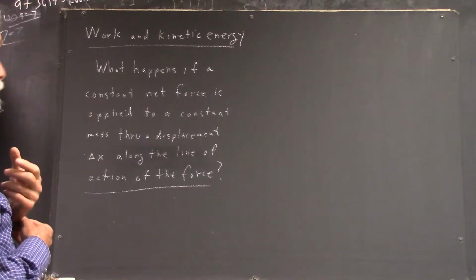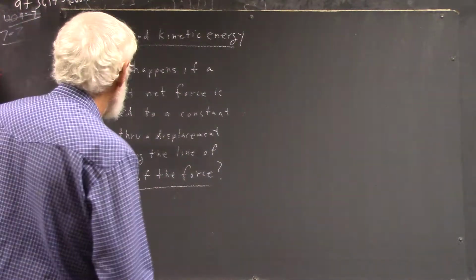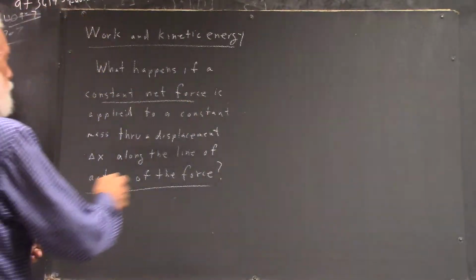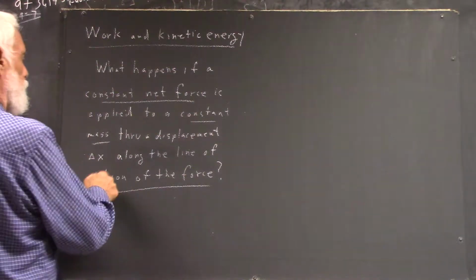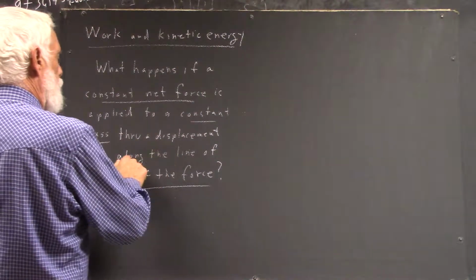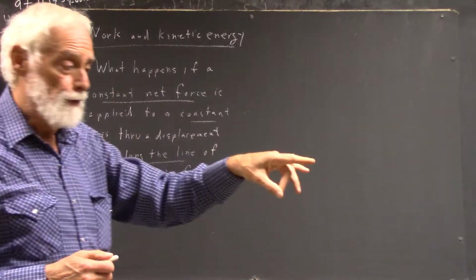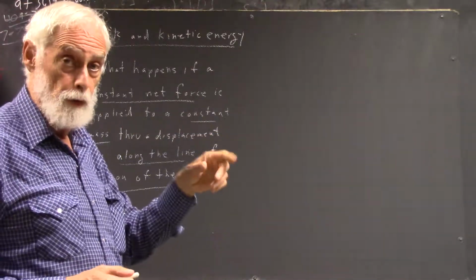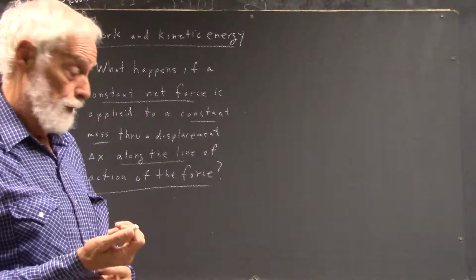a displacement delta x along the line of the force. I just read that to you, but you focus on the idea that we have a constant net force and a constant mass, and your displacement is along the line of action of the force. So the force is acting in some direction, and the displacement is along the line of action of that force. Could be in the direction of the force or opposite the direction of the force. Okay?